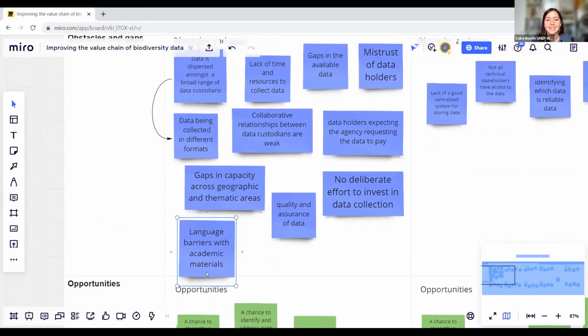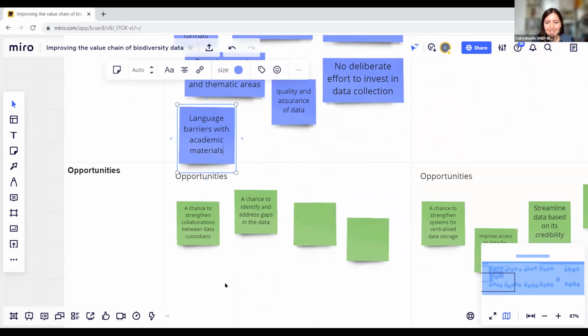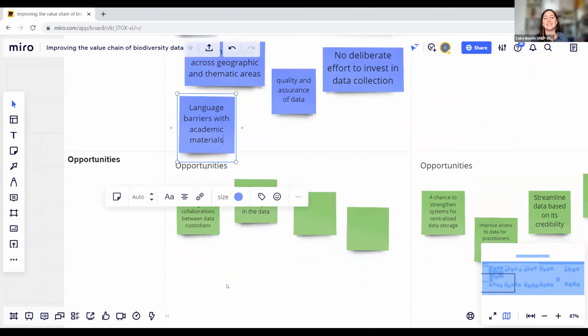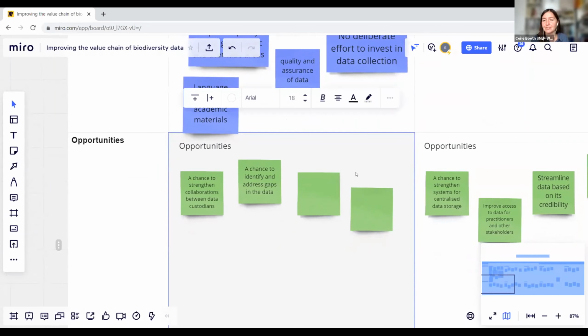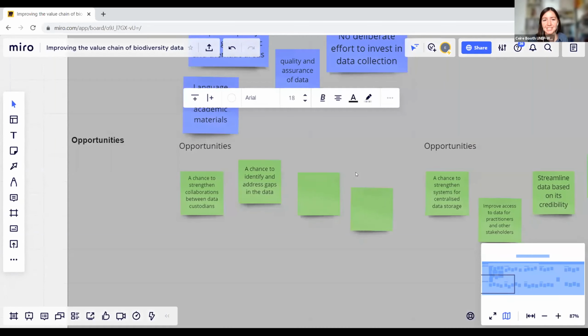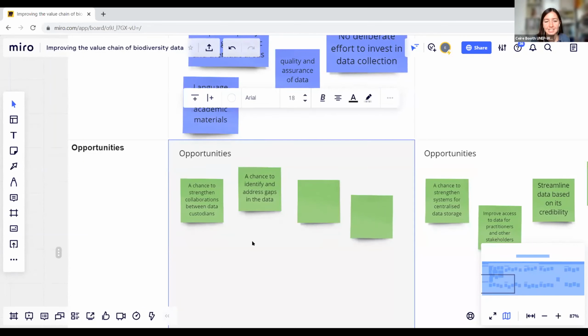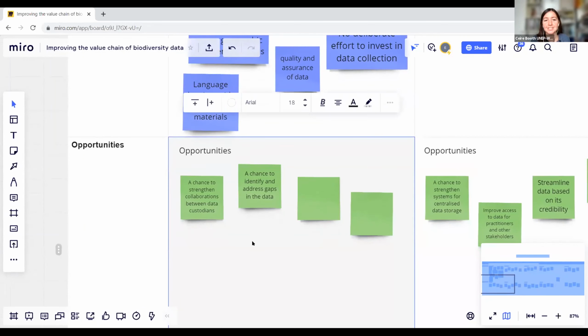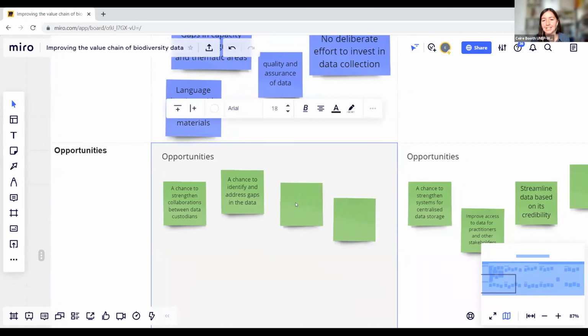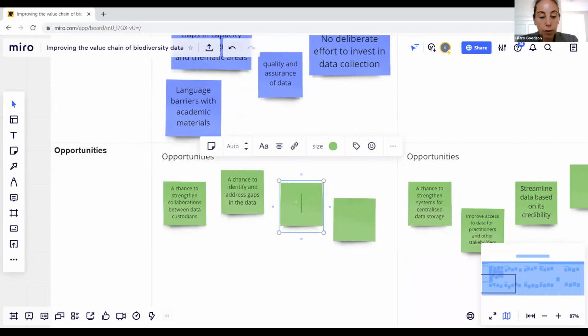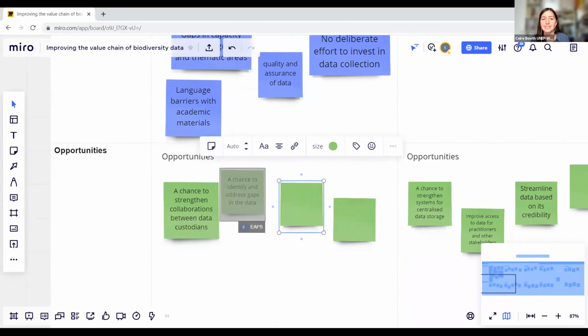All right. And let's move on to the opportunities now also. And this, of course, is not an exhaustive list of the opportunities. So please do feel free to really highlight to me some of the additional opportunities at this data collection stage. So to refresh, we've got a chance to strengthen collaborations between data custodians, which from the sounds of things, everybody's been working extremely hard towards in their projects. And also a chance to identify and address gaps. And I think ultimately successes at this stage really kind of pave the way for success at the later stages as well. So I'm certainly going to add that one in there.